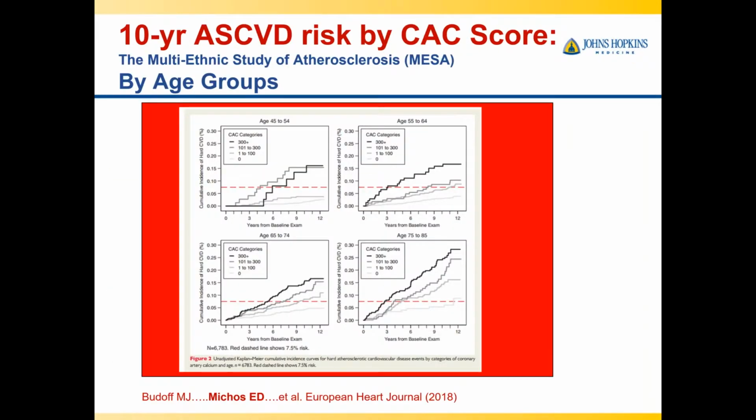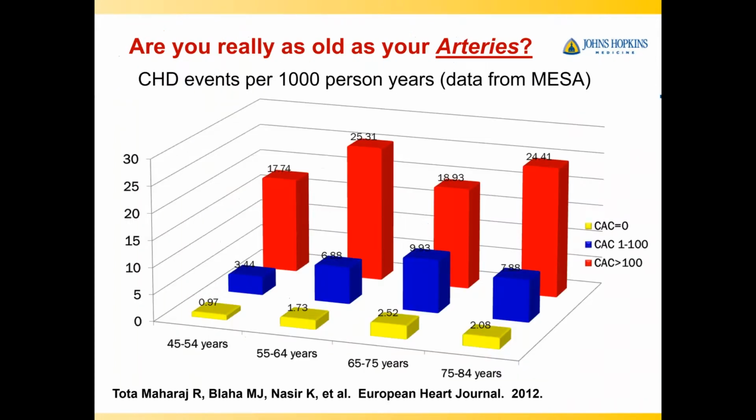And even in age groups, so MESA enrolled people age 45 to 84, and then across the 4 age groups, we see even on all these different age groups, it predicted risk. So it predicted risk equally nicely across race, across gender, across age. It's a very powerful marker of risk. So getting back to age, really coronary calcium predicts actually much better than your chronological age.